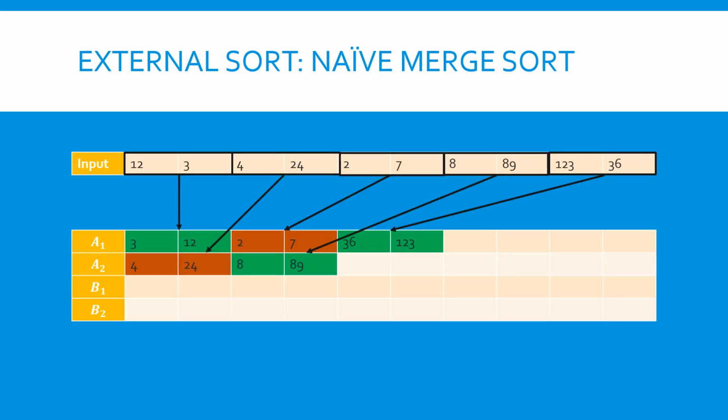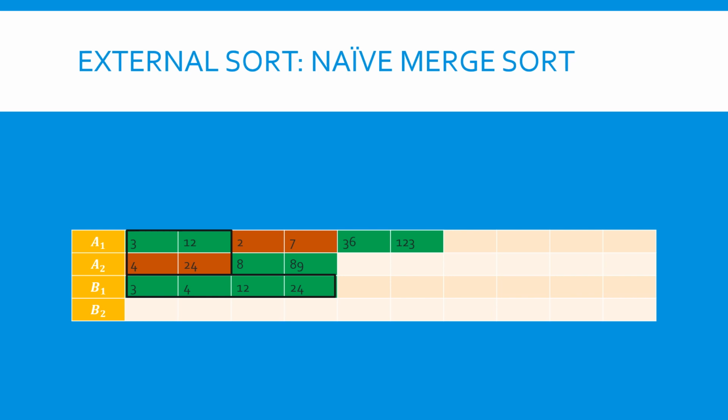Let's consider this simple example. We assume that the memory can hold 2 elements at a time. Also, note that the arrays A1, A2, B1, and B2 are stored on a hard disk rather than in memory. We begin with loading 2 elements at a time. First, we load elements 12 and 3. We sort them in memory and write them in sorted order to A1. We then load the next 2 elements, 4 and 24, sort them in memory, and write the sorted list to A2. We repeat the process until all elements are read and written in A1 and A2 as sorted data blocks.